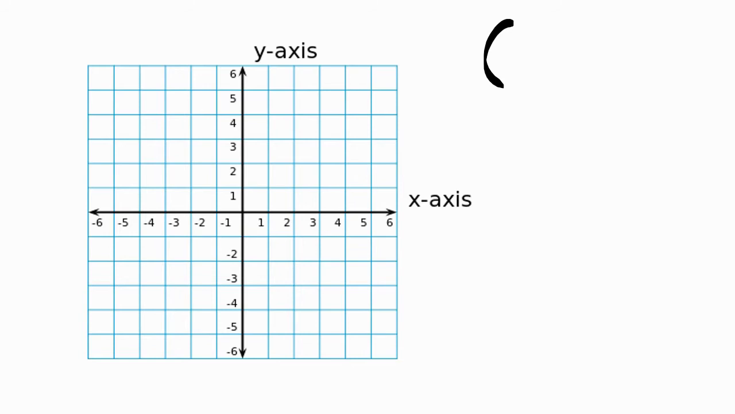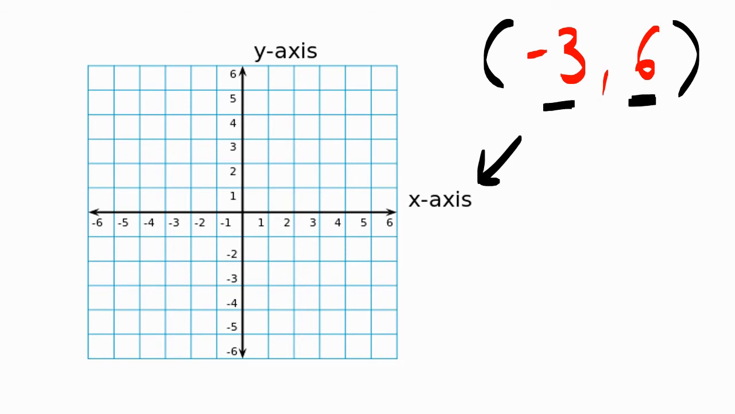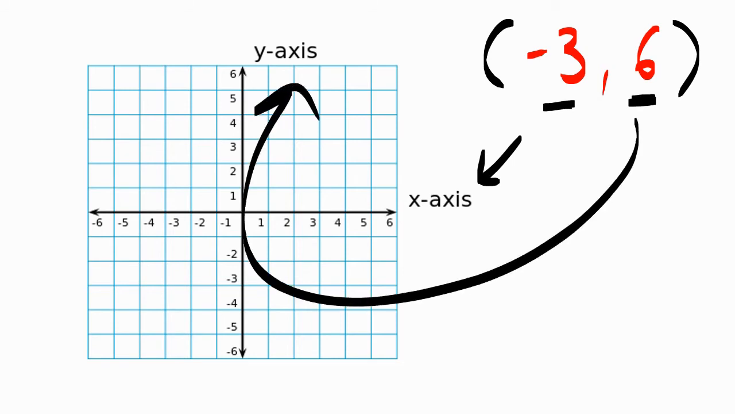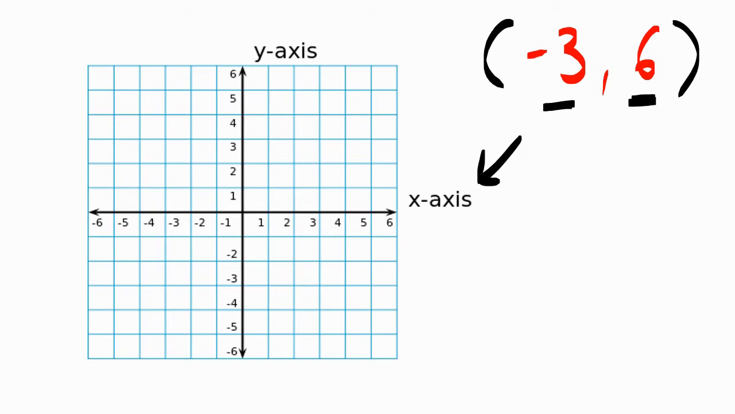Okay, let's do coordinate value. Let's do a bit trickier. Let's do -3 and 6. Okay, coordinate value -3 and 6. So remember, the first value is always the x value, and the second value is always the y value. So let's just worry about the x value for now.